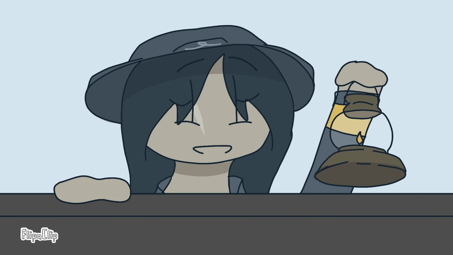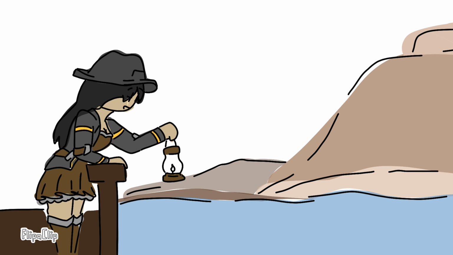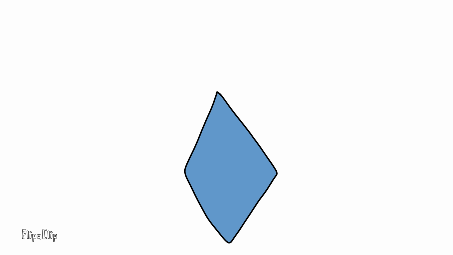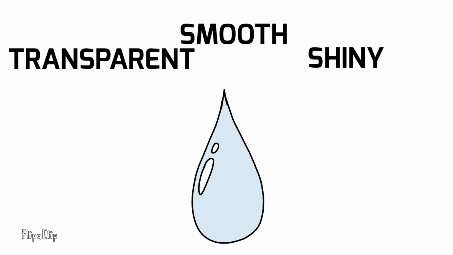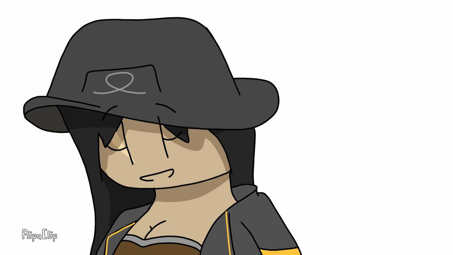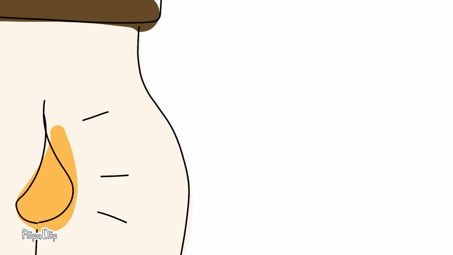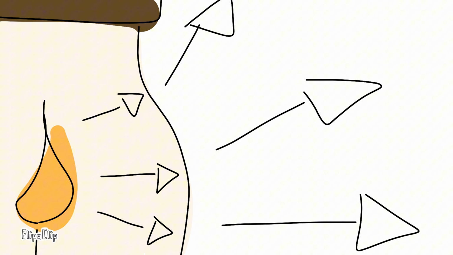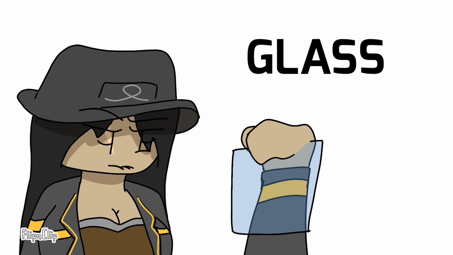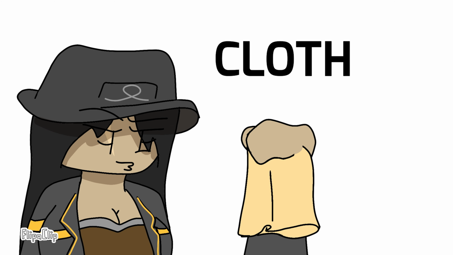Let's do another example. Let's say this lantern light hits a river's surface. The light waves will not only reflect off the water, but it will also be absorbed, refracted, and transmitted by it, mainly due to it being a transparent, smooth, and shiny medium. Even in the lantern itself, when the light passes through the glass, it is being refracted to shine the area around it. Now, the same setup happens with cloth, but it will only absorb.